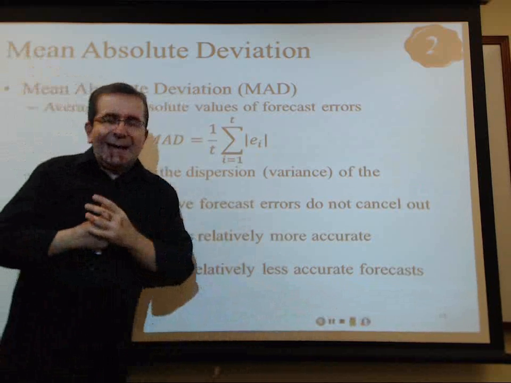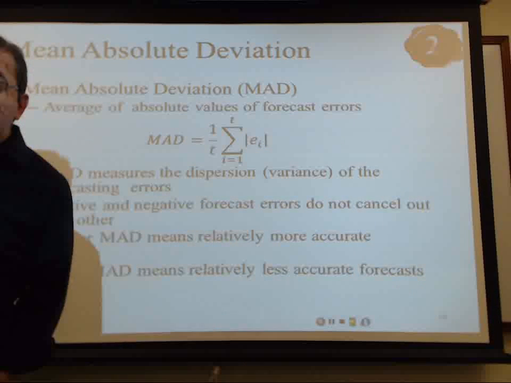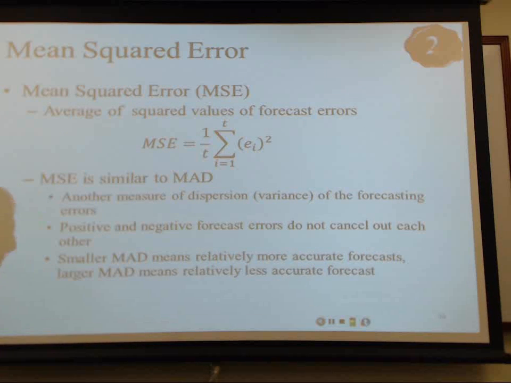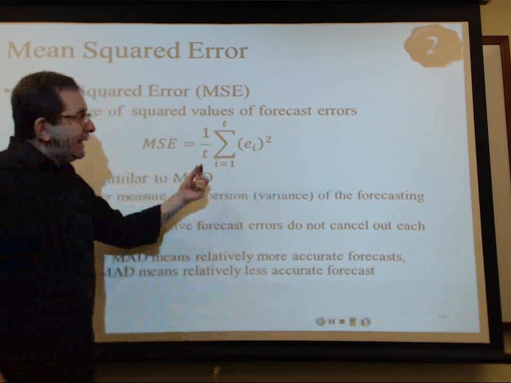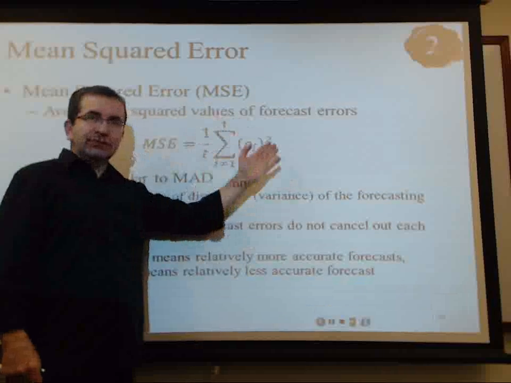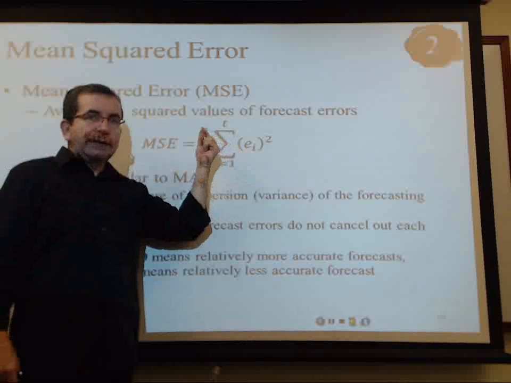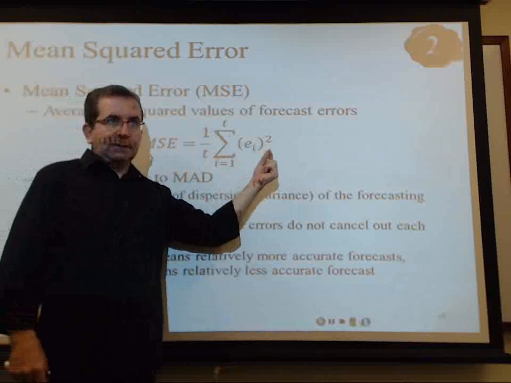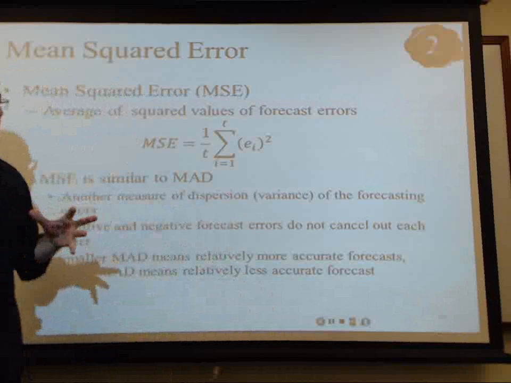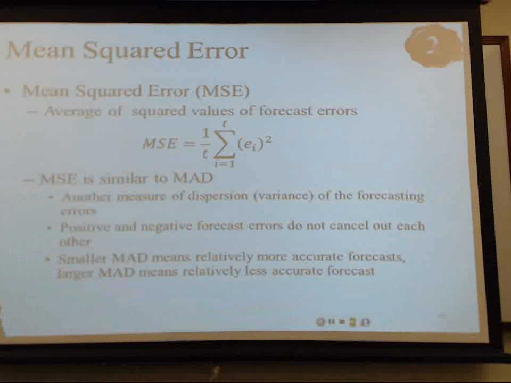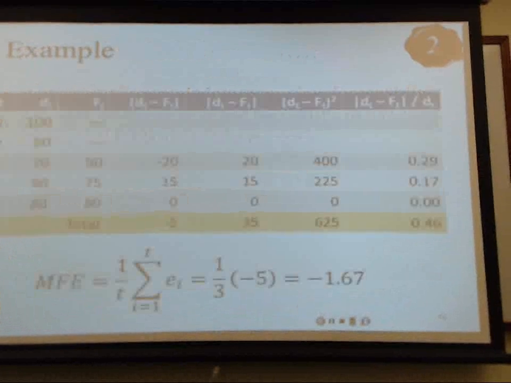Similar to mean absolute deviation, there is also mean squared error. Okay. So what does mean squared error do? Instead of averaging the absolute values, you average the square of forecast errors. Okay. So that way, everything becomes positive. Okay. Let's look at this.